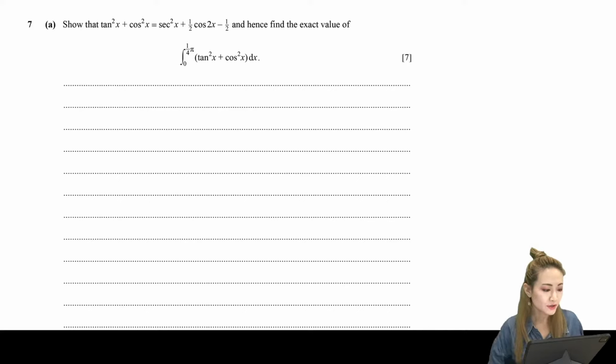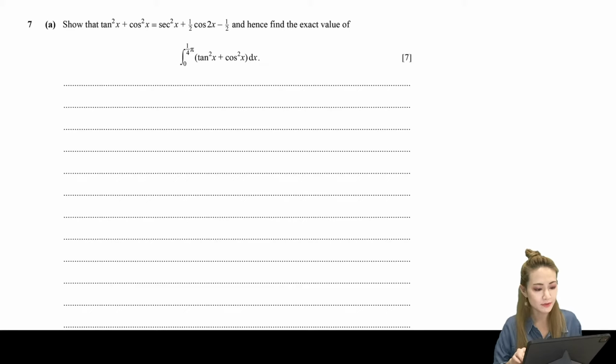A. Show that tan squared x plus cos squared x equals sec squared x plus a half cos 2x minus a half, and hence find the exact value of the integration from 0 to pi over 4 of tan squared x plus cos squared x dx.